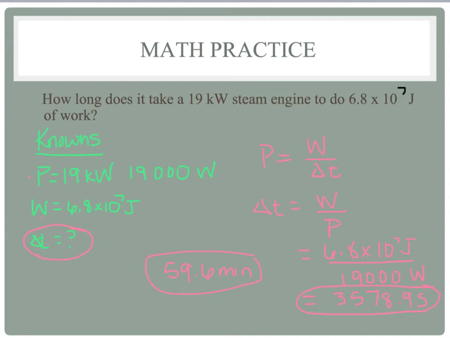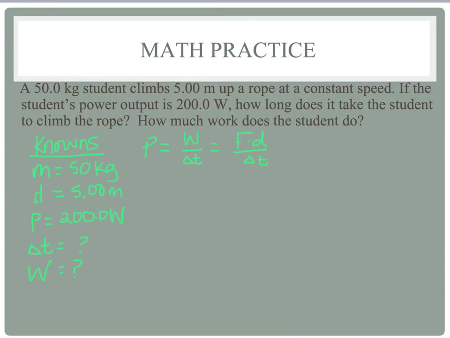We're going to do one more example because we have the equation in a couple different forms now. So this time we have a 50 kilogram student climbs 5 meters up a rope at a constant speed. If the student's power output is 200 watts, how long does it take the student to climb the rope? How much work does the student do? So what we need to look at here is we know all these different things. We know mass, we know the distance, we know the power, we don't know time, and we don't know work. And that's what they're asking us to find.